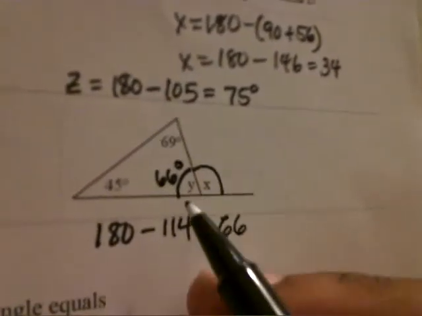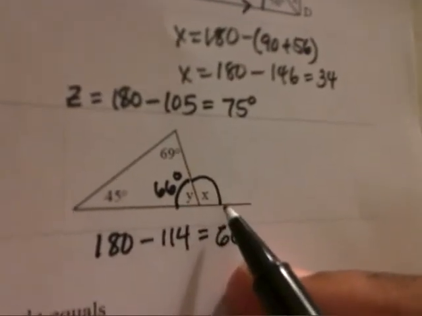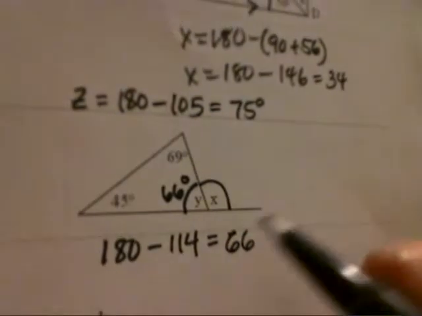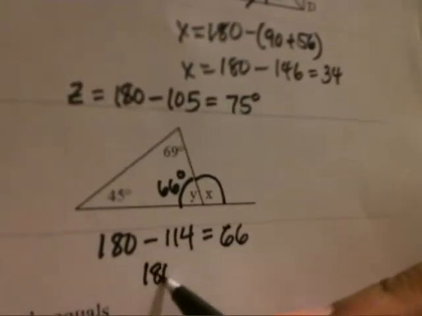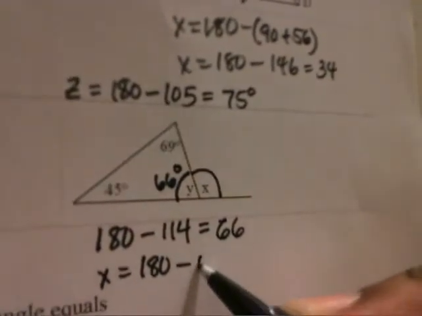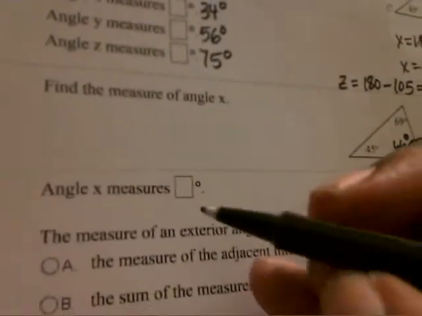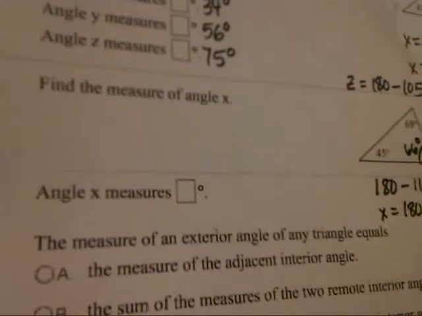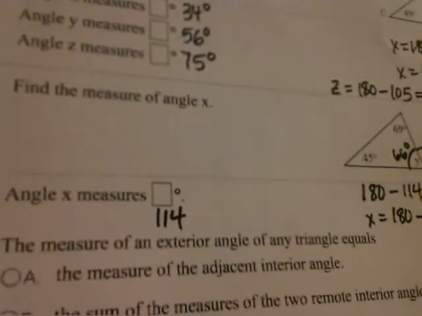And then angle X and Y form a straight line. That's equal to 180 degrees. So if we know that angle Y was 66, we'll do 180 minus 66. That will give us 114. So here the measure of angle X will be 114.